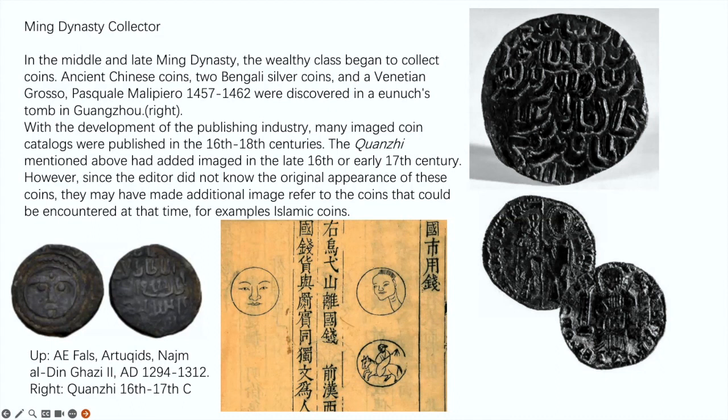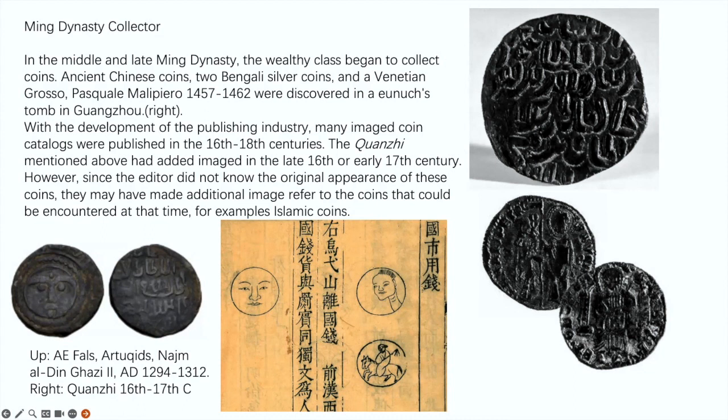did they really know those coins? I think they didn't really know those coins. So they just simply found some so-called ancient coins, maybe from the Ilkhanate, maybe from Anatolia, maybe from somewhere else, and they put those pictures into the Song Dynasty catalog.